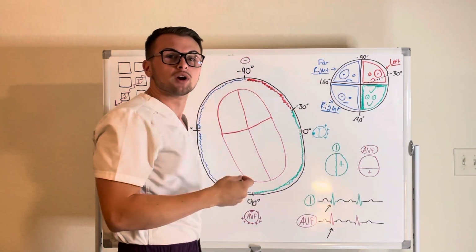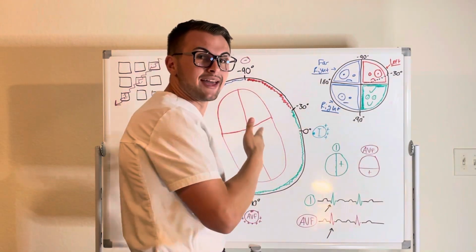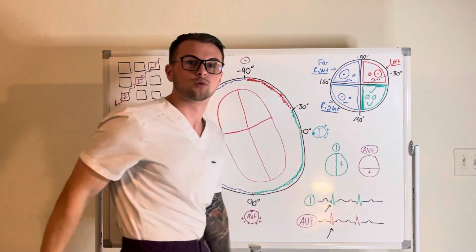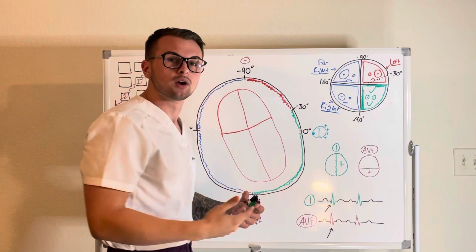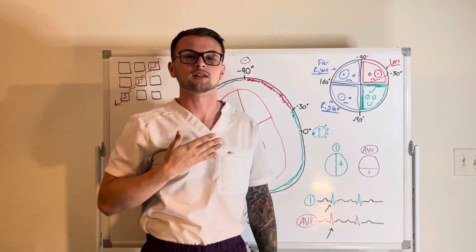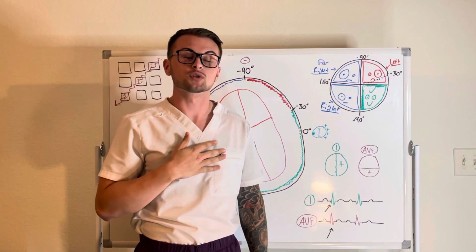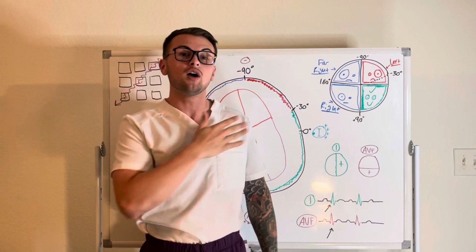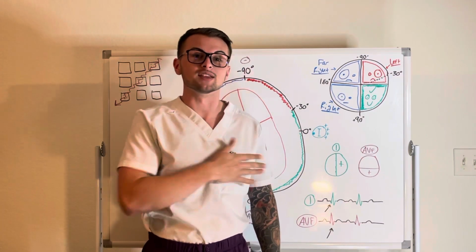Now, we must remember that we are looking at the patient. So, our right is their left, and so on and so forth. And we also have to remember that we're talking about the coronal plane. Remember, cutting the body into front and back halves. So we're talking about the X-Y axis. So we're talking about electrical vectors that are moving this way.